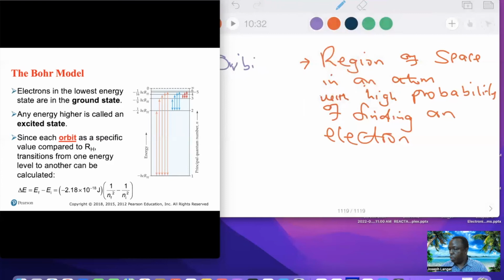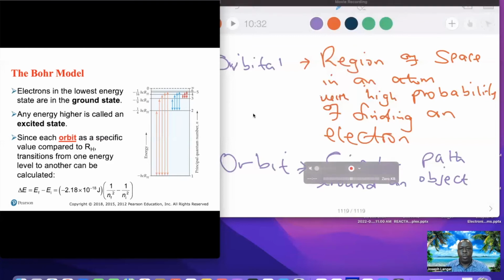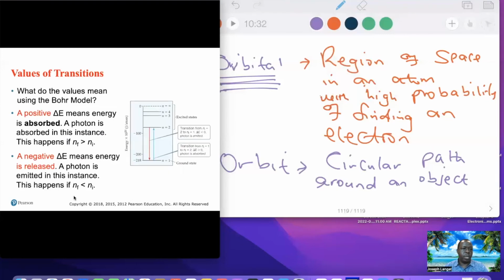I know you have looked at this, but an orbit is simply a circular path around an object. That's how you define the orbit. I had to highlight this so that you know the difference between orbit and orbital. Hold on to this, we'll come back to it. You're going to draw a parallel between the two. Let's see how the energy is calculated.